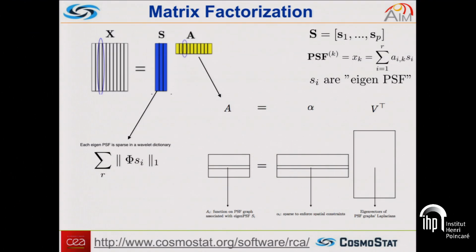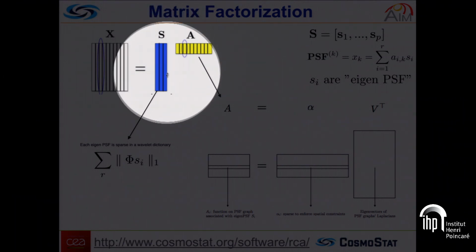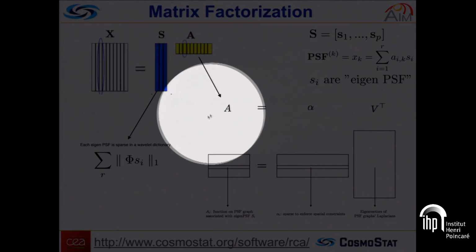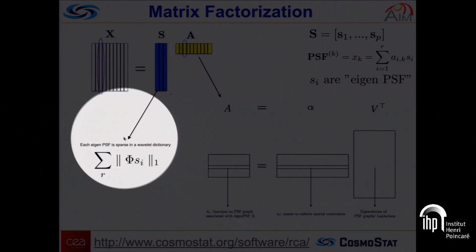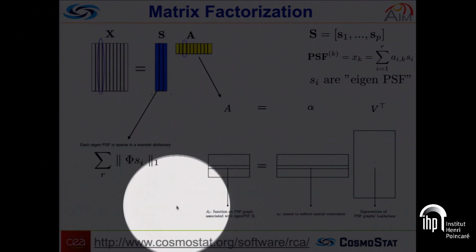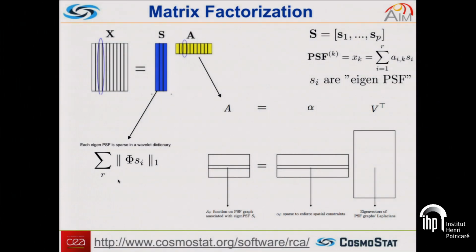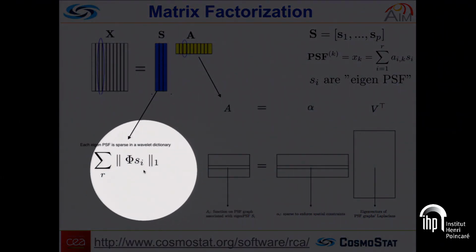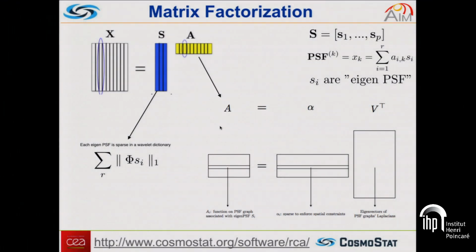Okay, so now S on each column is an eigen PSF. So we can assume that S is sparse in the wavelet space. So we have an L1 norm on the eigen PSF, and we have this term. So what you have to find is the coefficient of S in the wavelet space and these alpha coefficients.